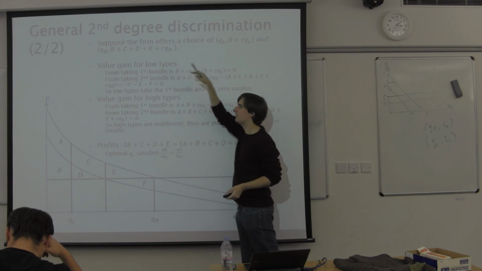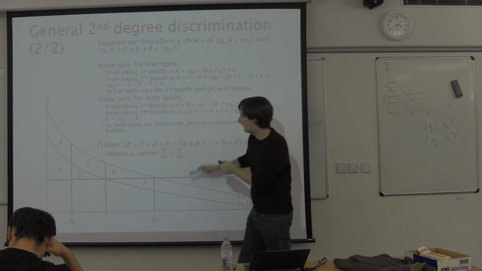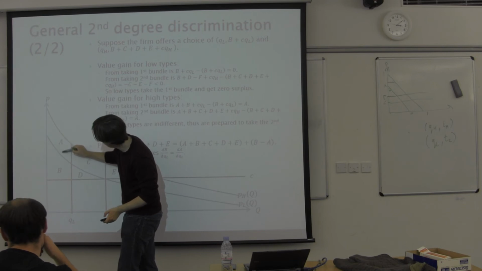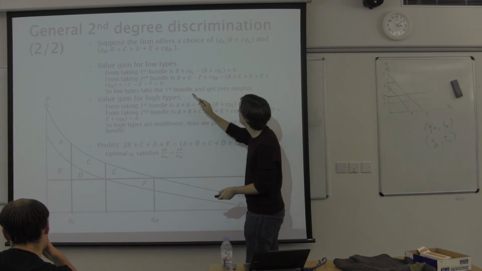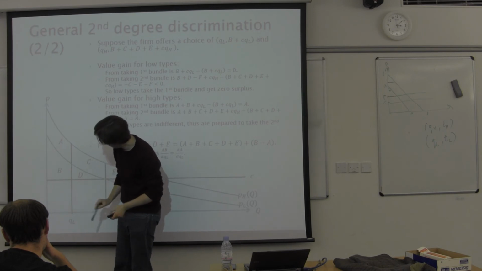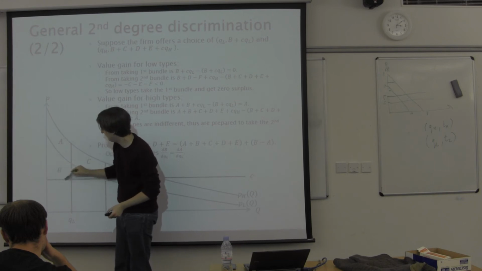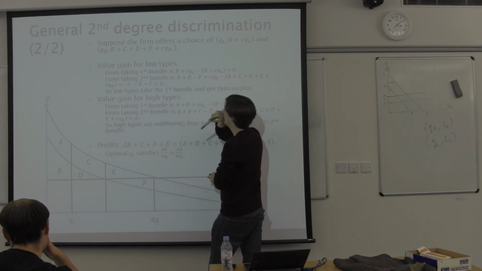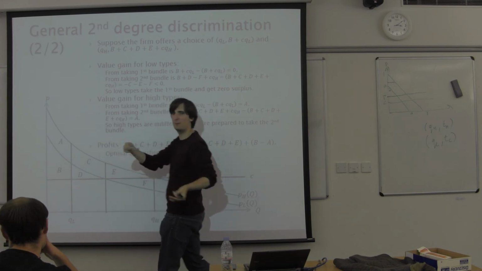We'll start with the low type consumers. If they decide to take the first bundle, they get QL units. Their consumer surplus is everything under the demand curve, so they get all of this area. This area here is C times QL, this area here is B. So their consumer surplus is B plus CQL. But that's the gain in value that they've got from buying the good.